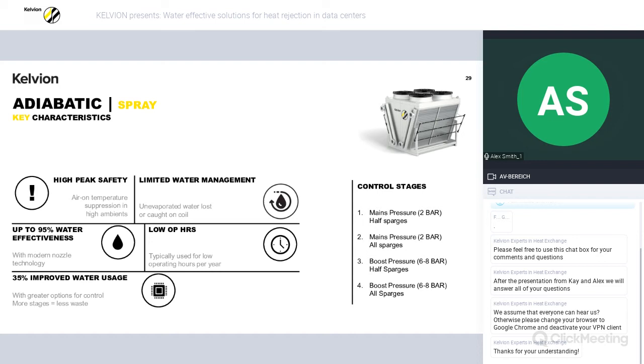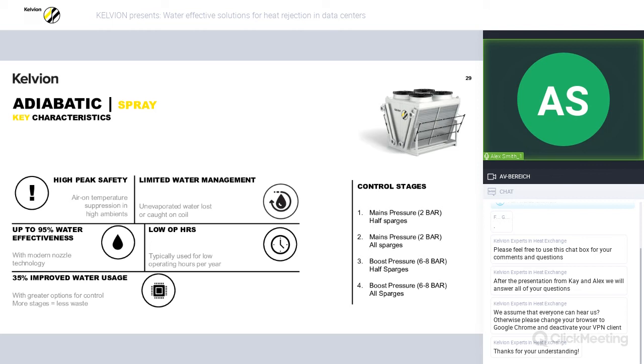So, spray systems. Spray systems lend themselves really well to high peak safety. As I described earlier, peak temperatures can be suppressed for a low number of hours per year, offering contingency and performance benefits. Nozzle developments allow for up to 95% water effectiveness due to very small droplet sizes and a percentage of otherwise lost water being evaporated on the fin.